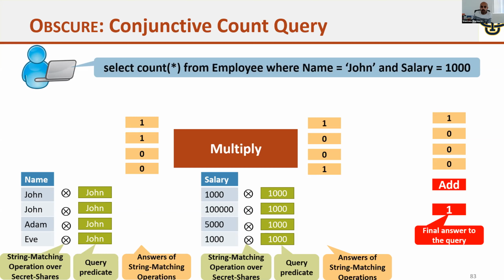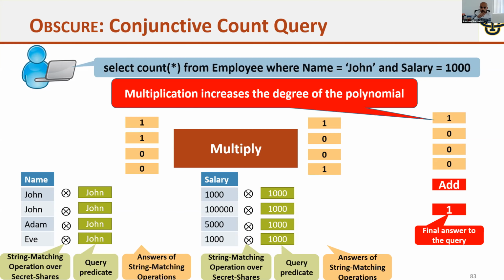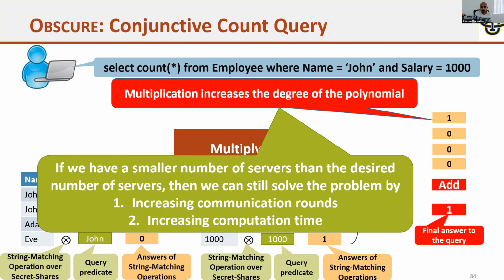Okay. And so now by this way you can get the answer. But here is a problem: whenever you perform the multiplication, it will increase the degree of the polynomial. So suppose you don't have so many shares, can you do the computation at the cloud side or not? Or you will never get the answer. So we can still get the answer even if the degree of the polynomial is increasing, by increasing the number of communication rounds. In this case, we will increase the communication rounds between the user and the cloud side.